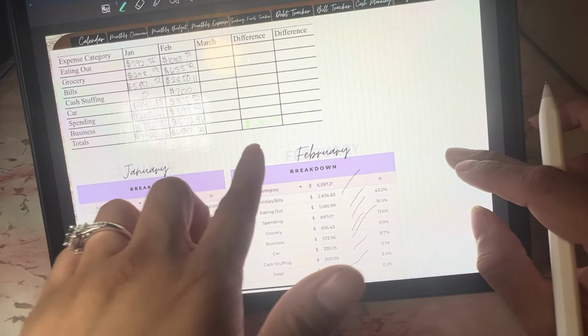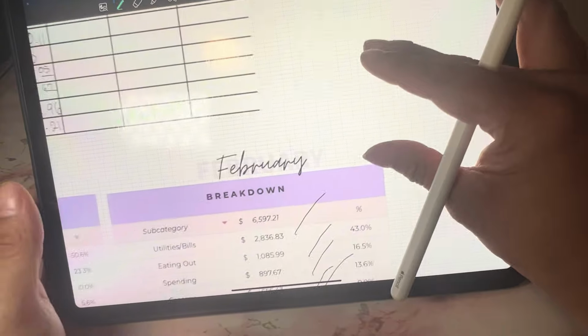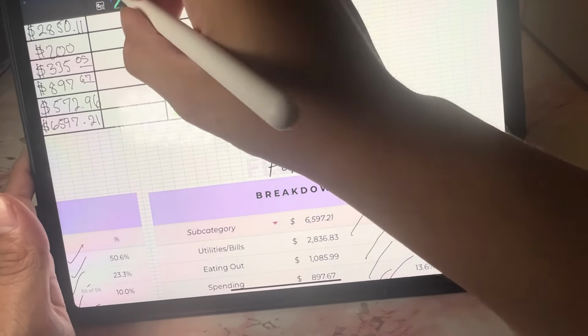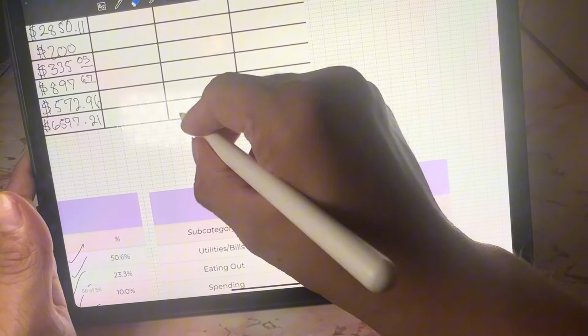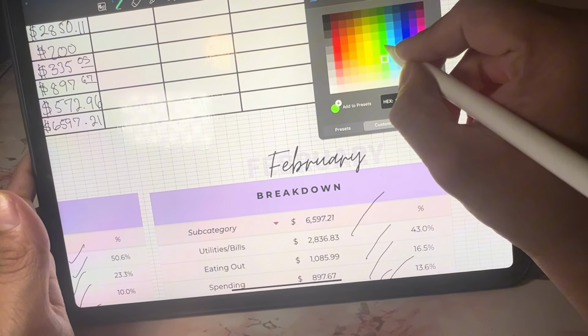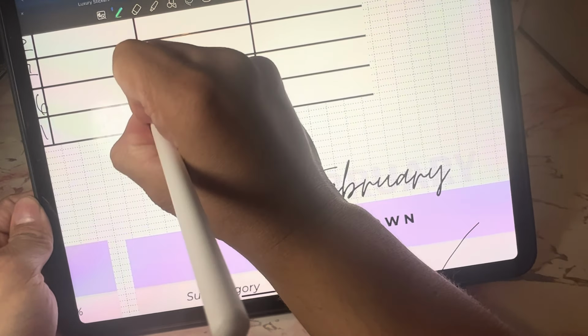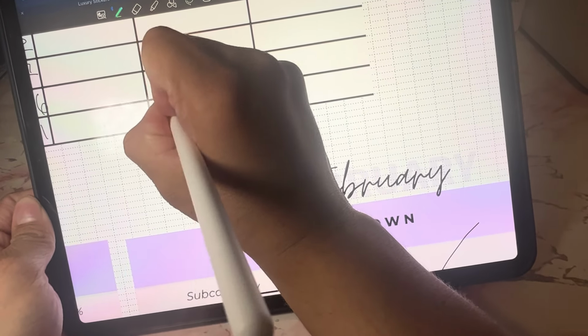So, positive 1,367 with 5 cents. Let me make this a darker green, naturally. But yes, guys, this is the overall goal.